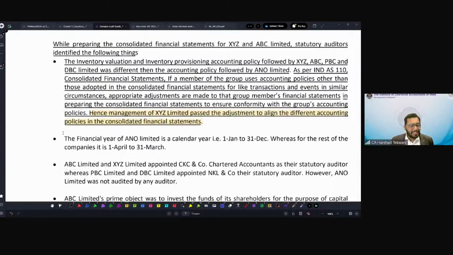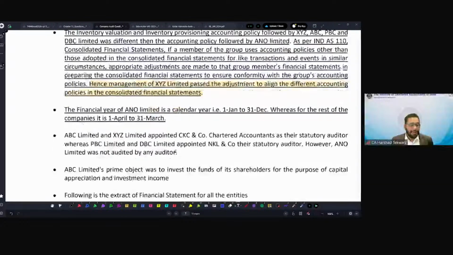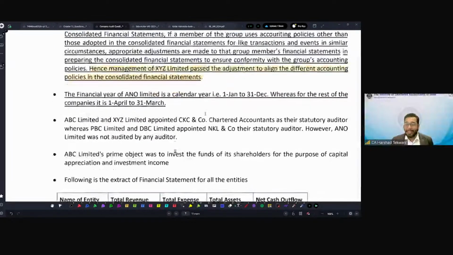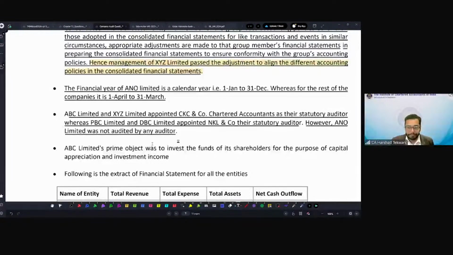Then the financial year of A&O Limited is the calendar year, January to December, whereas the rest have April to March. ABC Limited and XYZ Limited appointed CKC and Company, Chartered Accountants, as their statutory auditor, whereas PBC and DBT appointed NKL and Company as their statutory auditor. However, A&O Limited was not audited by any auditor.